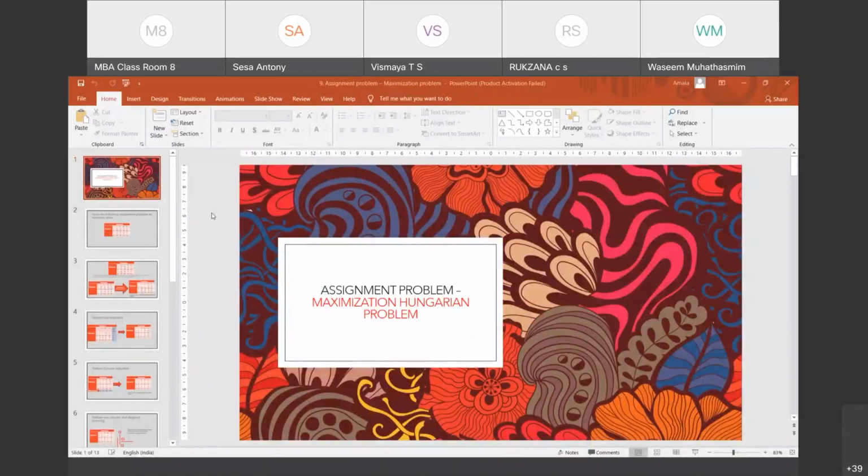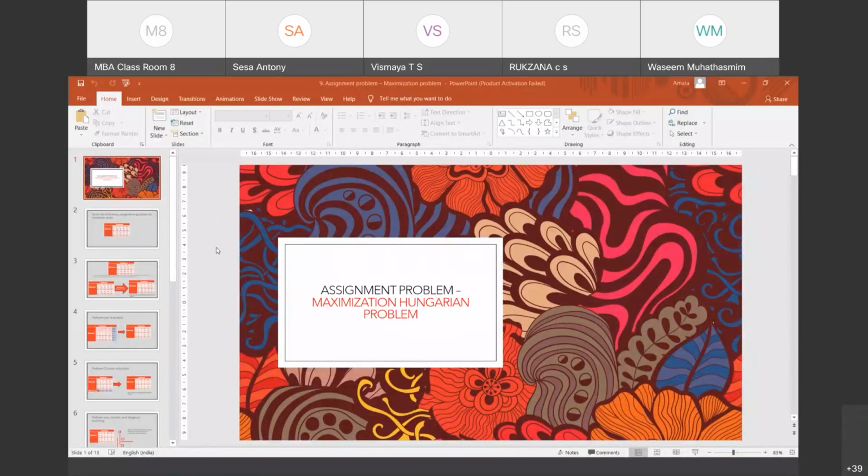So we'll be seeing the Hungarian problem itself in that maximization type. Till now we saw only the minimization one, that means minimize the cost or minimize the hours. All those are minimization type. Now we'll see a maximization problem.